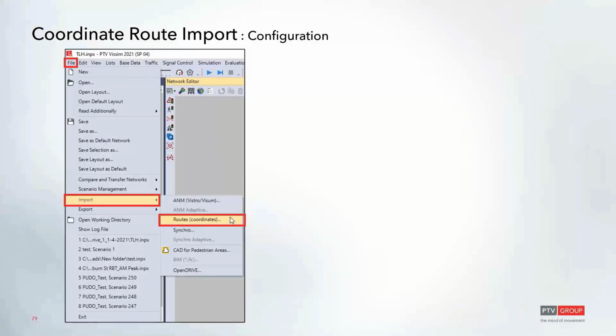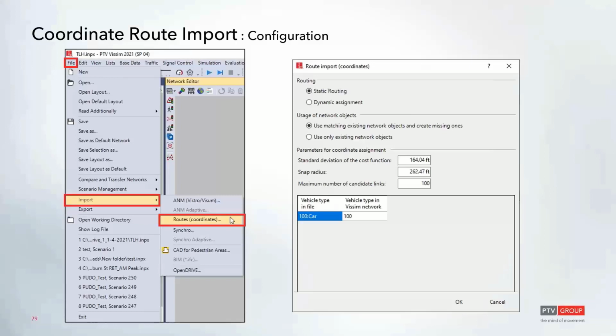All right, and then for the next option, again, this is for the coordinate route import. So unlike the ANM route import, which uses the node structure, this actually uses the coordinate location to bring the route information in. And this, again, is also under the import option. And in this case, it'll be called route and then coordinates in parentheses. And this will allow you, again, to set up either the static or dynamic routing.